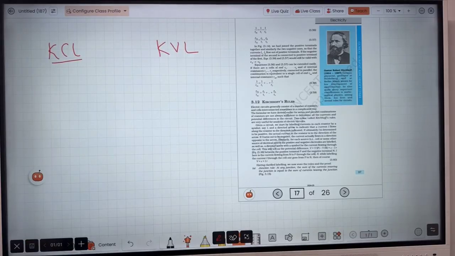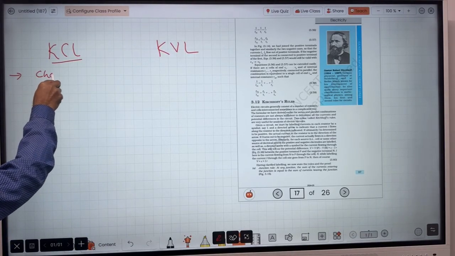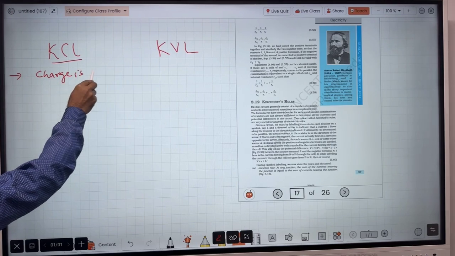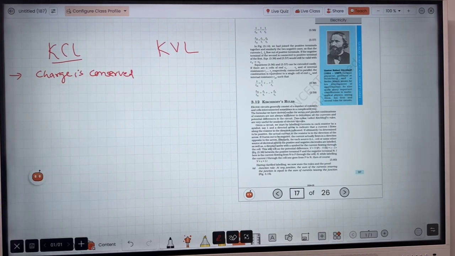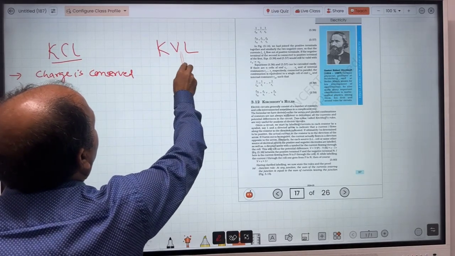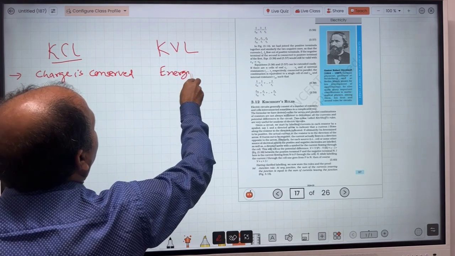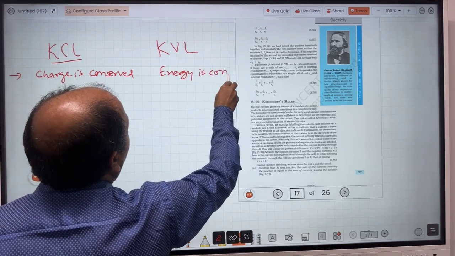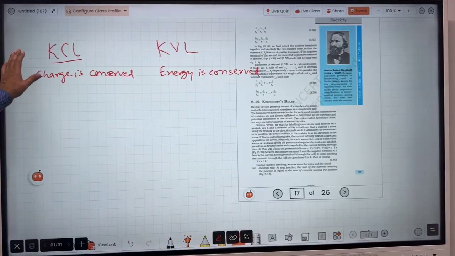So what is current law? First of all, you should remember that here charge is conserved. You have to keep in mind, this is an important point. Here not voltage but energy is conserved. Right? So this is the basic point that you should remember.